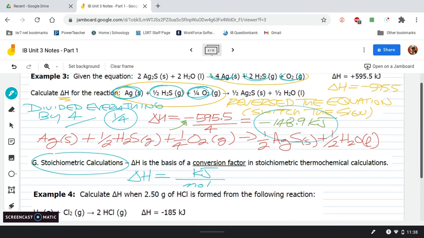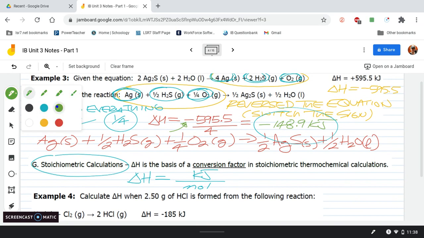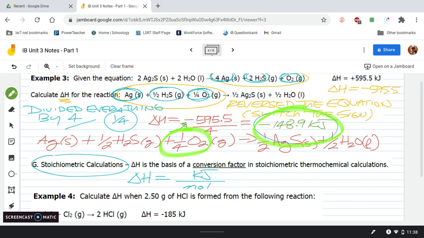If I go back up here and grab something randomly, like right here, 1/4 oxygen, what does negative 148.9 mean? It means you get negative 148.9 kilojoules for 1/4 of a mole of oxygen. That doesn't mean you get negative 148.9 for one, it's for a quarter. You get negative 148.9 for 1 mole of silver, for half a mole of H2S.